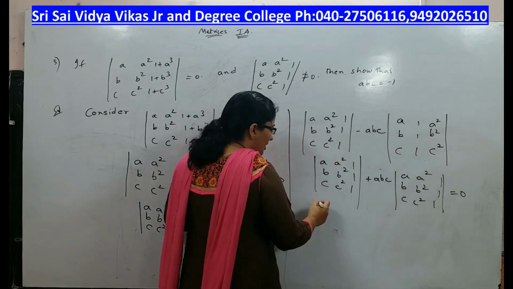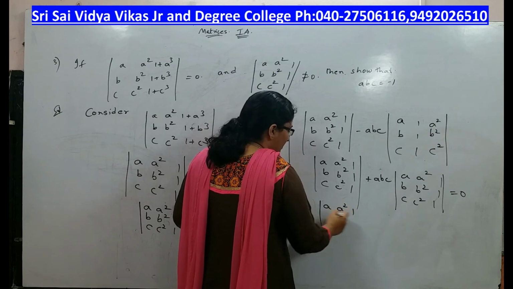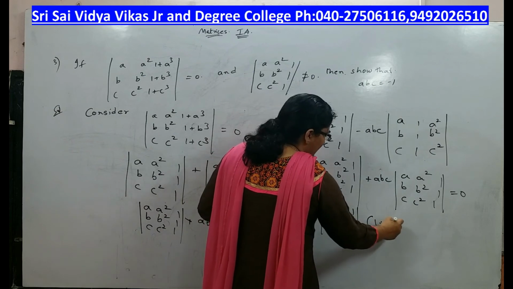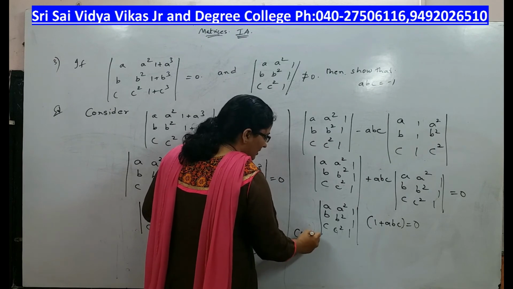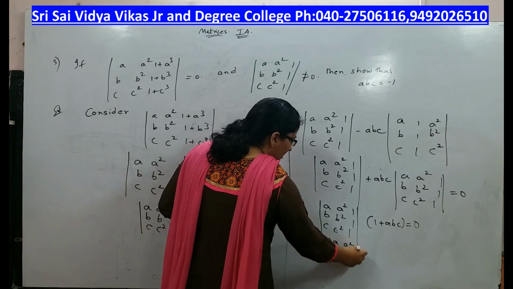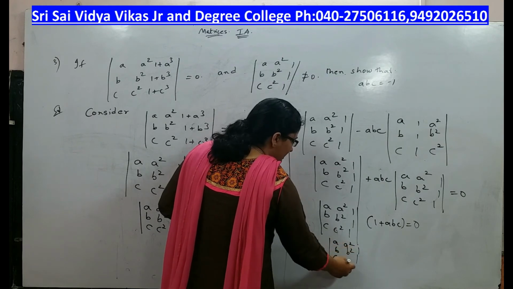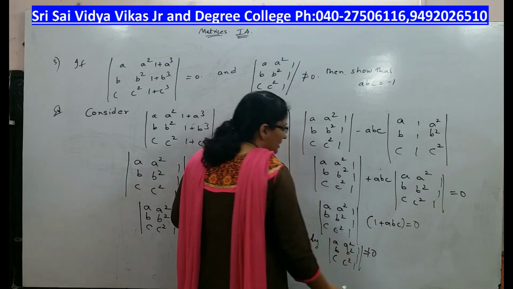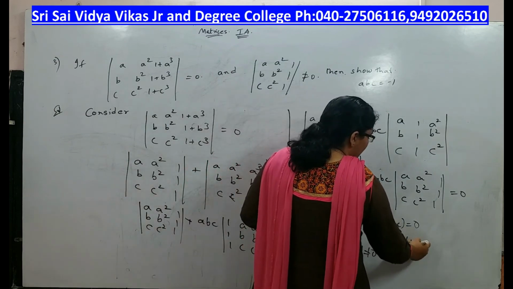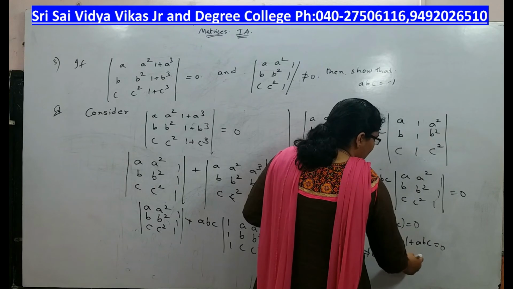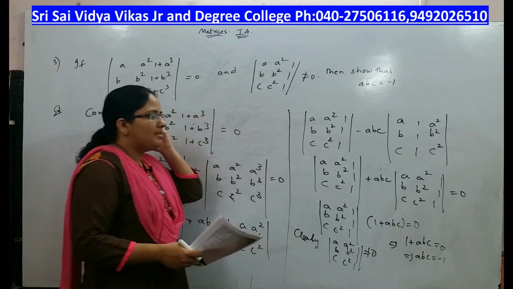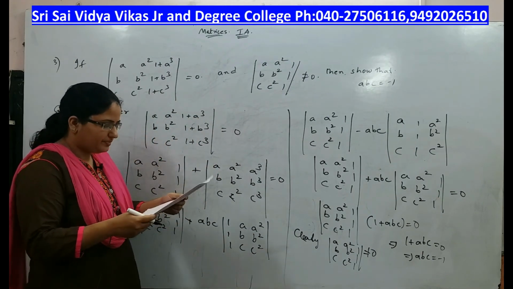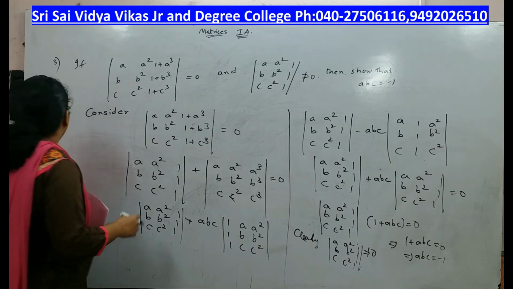So you have the determinant a square 1, b square 1, c square 1 into 1 plus abc is equal to 0. Clearly the determinant a square 1, b square 1, c square 1 is not equal to 0. This implies 1 plus abc is equal to 0. That implies abc is equal to minus 1. So you showed that abc is equal to minus 1. Let us do one more problem.